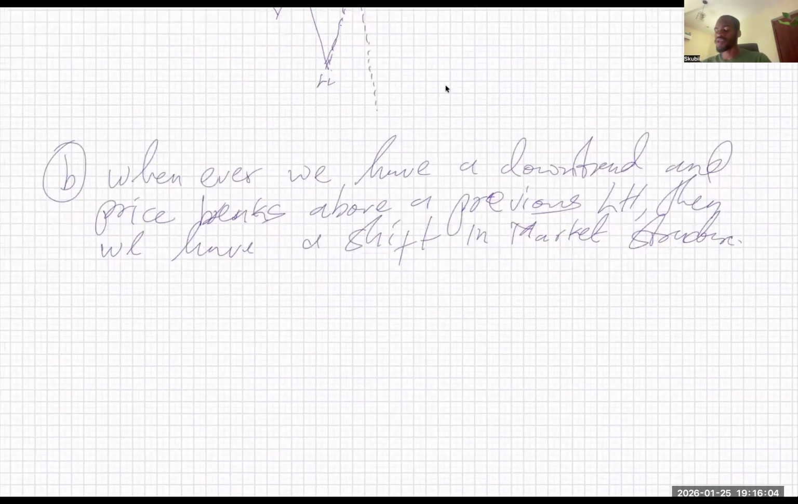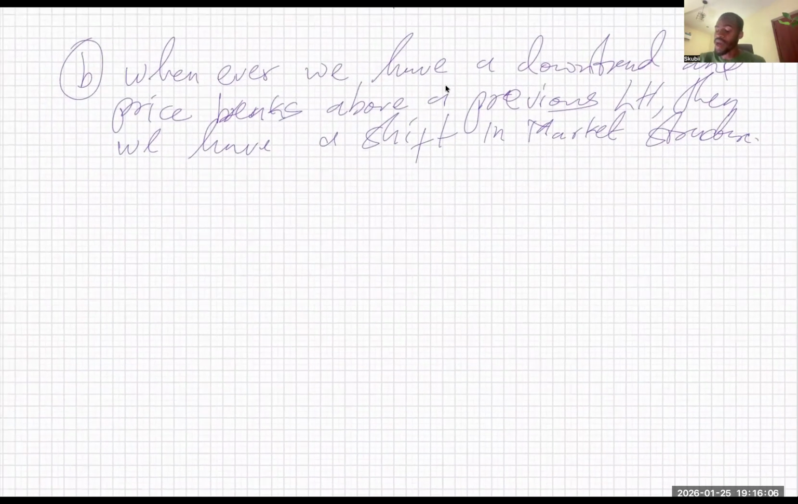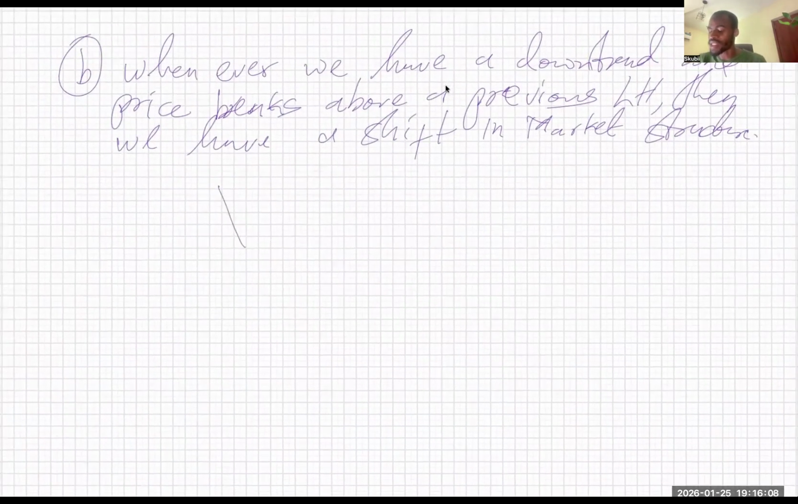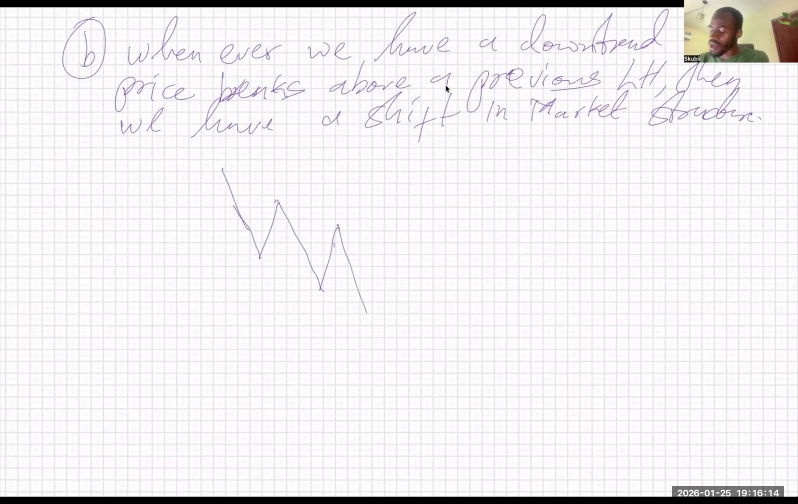We have a shift in market structure. What do I mean by this? As I'm having my downtrend to the downside like this, price creating lower low, lower high, lower low, lower high. Price creates maybe a lower low, even if it's not a lower low, but then price creates a low and then starts pushing back up. And eventually price breaks above a previous lower high. This whole act here is a shift in market structure.